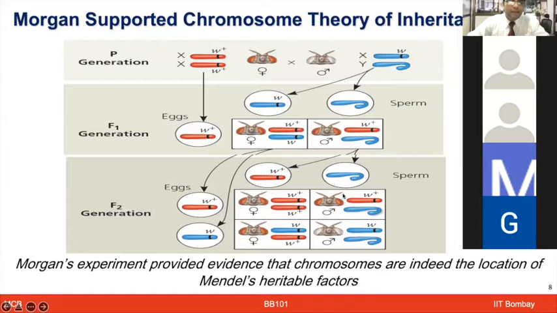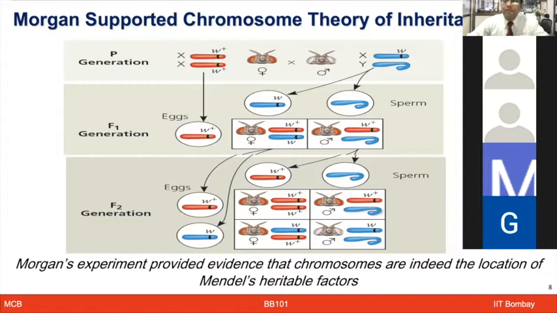Whereas the male, even with W plus on the one X chromosome, it is sufficient to give him the characteristic red eye color. When there is an absence of this W plus, it is going to give us the mutant feature, which is the white eye color. So what you can gather from this experiment is that he was able to replicate Mendelian inheritance and show how the law of segregation works.